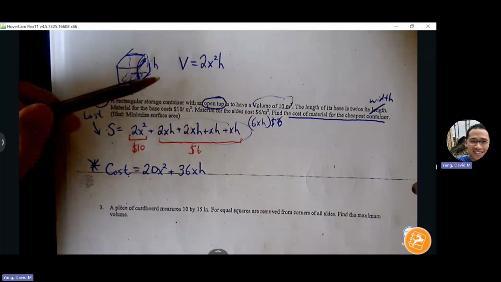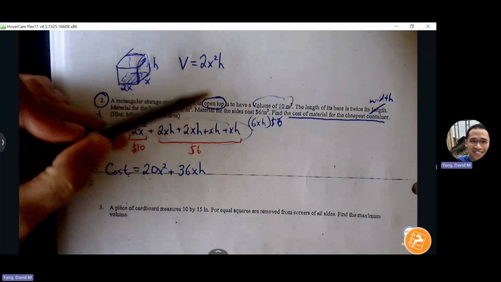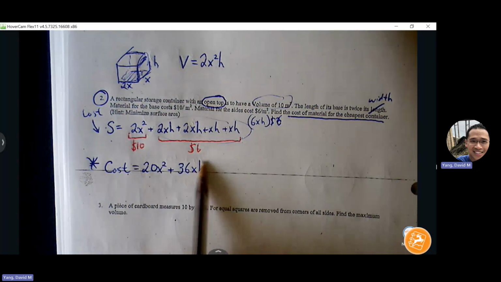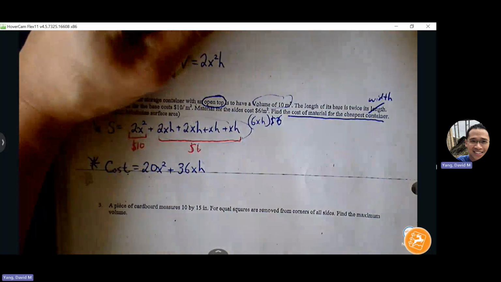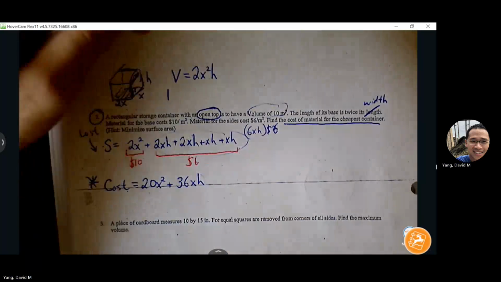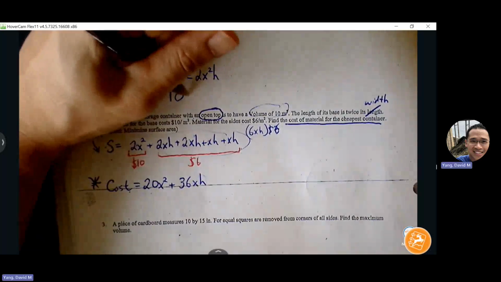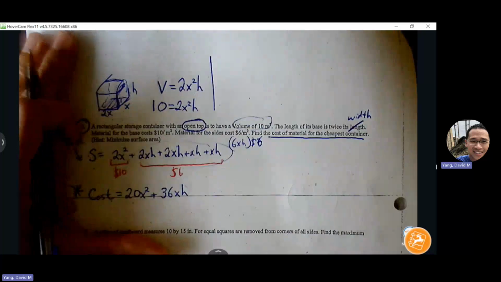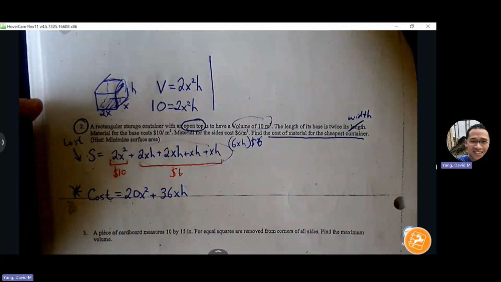We need help from the volume equation, right? Because this H is kind of sticking out, we want to replace that H. So we have volume. What's the volume of our container? 10. So 10 is equal to 2x squared H. So we're working with the supporting equation to help us get that cost equation down to one variable.